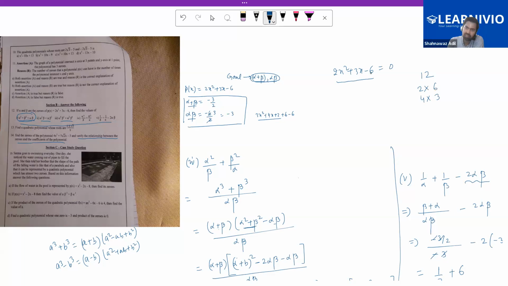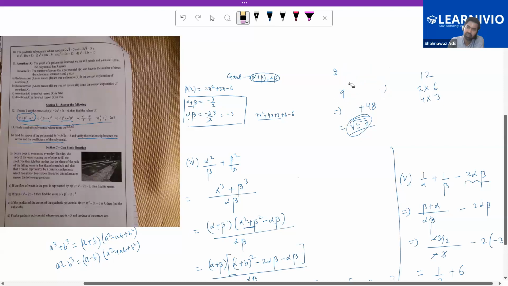So you can also check b square minus 4ac. How much is b square? B square is 9 minus 4ac. So 4 and 2 and 6, that is 48. So this is 9 plus 48, so this is 57. So you can't solve this question by getting the roots immediately, right? So that is why we use this.